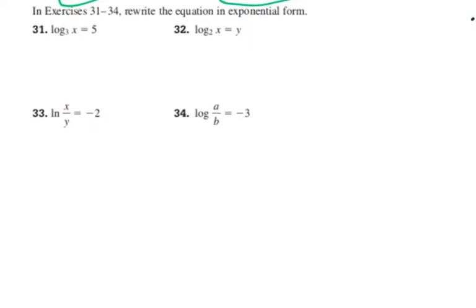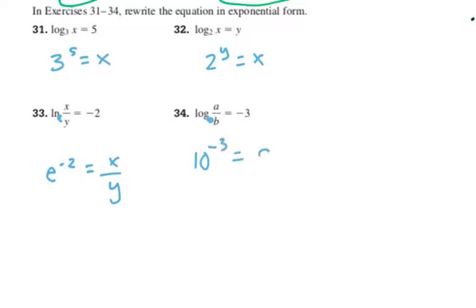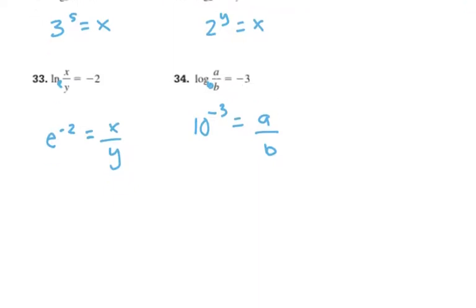Alright. This one, they just want you to rewrite it in exponential form, so really not different. Okay, so 3 to the 5th equals x. That's it. Sorry, the next one is 2 to the y equals x. Super. Then we have a natural log, so base e, so e to the -2 is going to equal this fraction. And then the other one, it doesn't have a base, but it says log instead of natural log, and so we know it's a base of 10 brought to the answer, and then equals a over b. So that one was just rewriting.